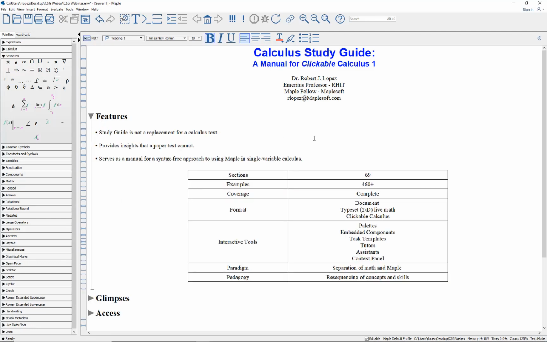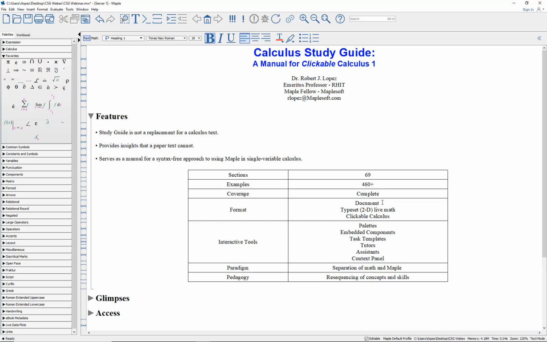Let's take a quick look at the features of this guide. As we say, it's not a replacement for a calculus text. We assume that the user has a calculus text, but we try to provide insights that a paper text can't. And you can think of this as a manual for the syntax-free approach to using Maple in single variable calculus. A lot of sections give us complete coverage of the calculus of a single variable, with more than 460 examples.